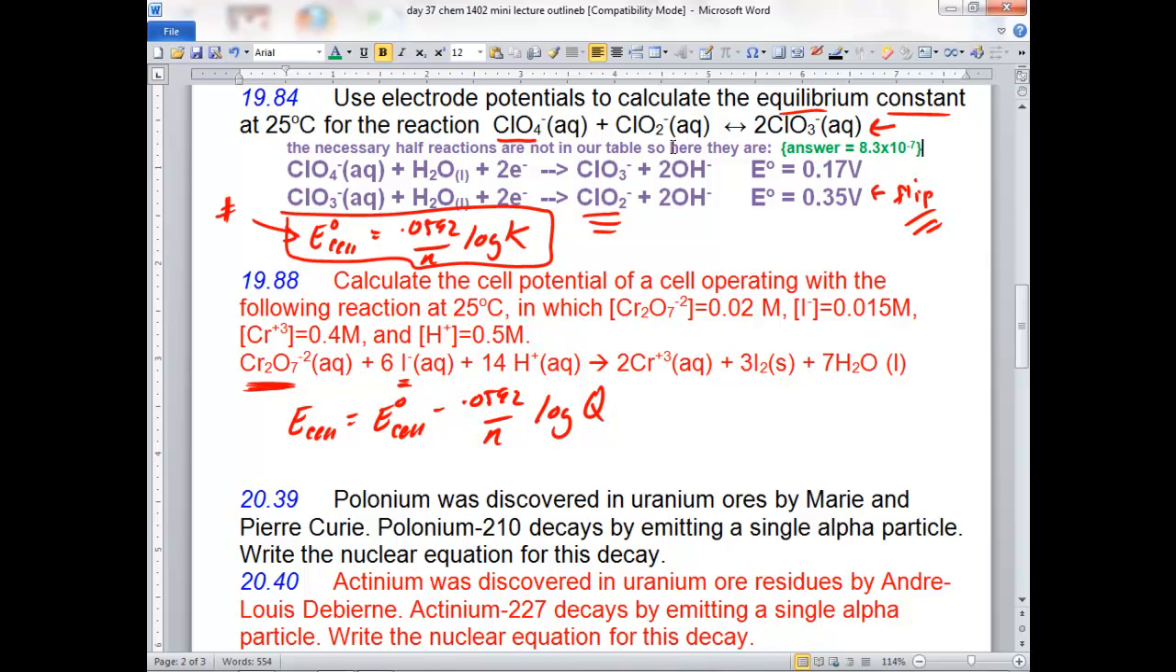If you look at what you're after, you're just looking for the little E0 cell and the little n. Because they already gave you the overall reaction. And I already know the little n's going to be 6.